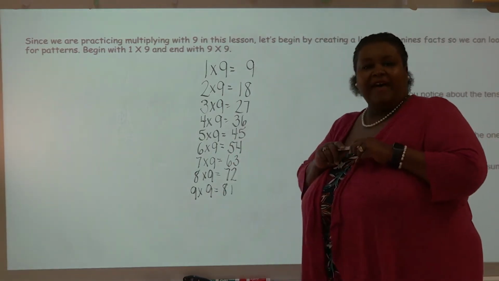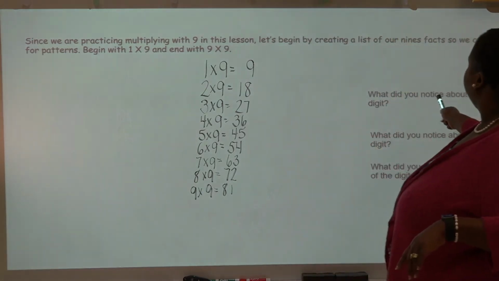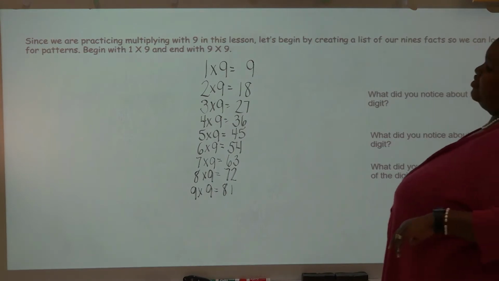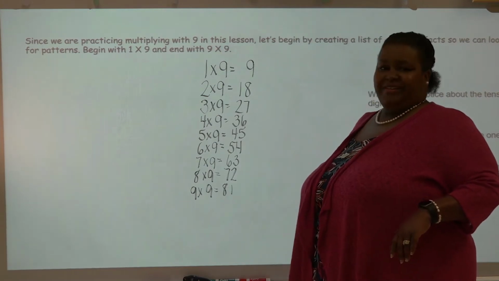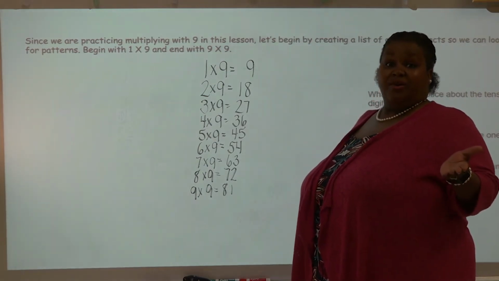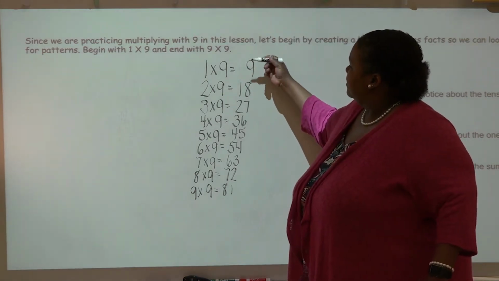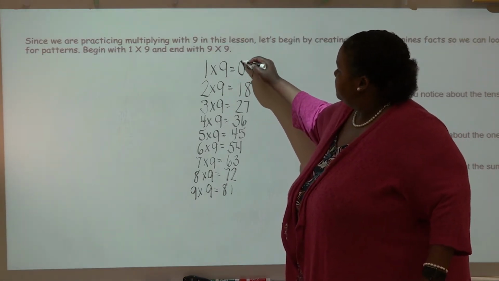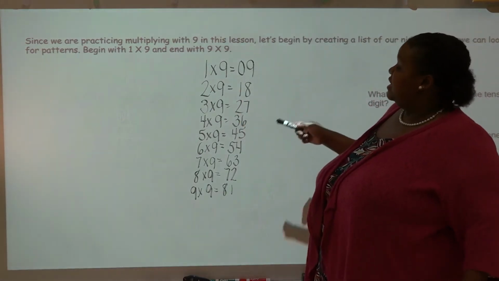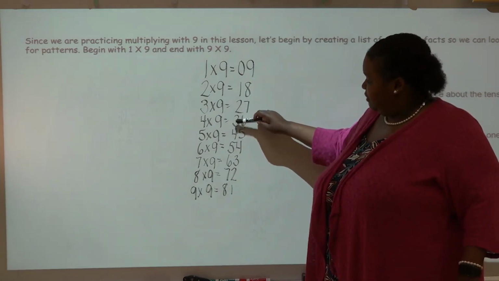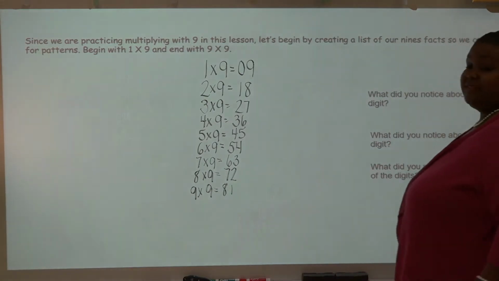I've written my 9 facts. Now let's talk about the patterns. What did you notice about the tens digit? The tens digit, and that would be this one. Did you notice they are in order? Even though this would be a 0 here, I'm going to put my 0 just so you can see, because 1 times 9 is worth 9. So the digits are in order: 0, 1, 2, 3, 4, 5, 6, 7, 8. That's what I noticed about the tens.